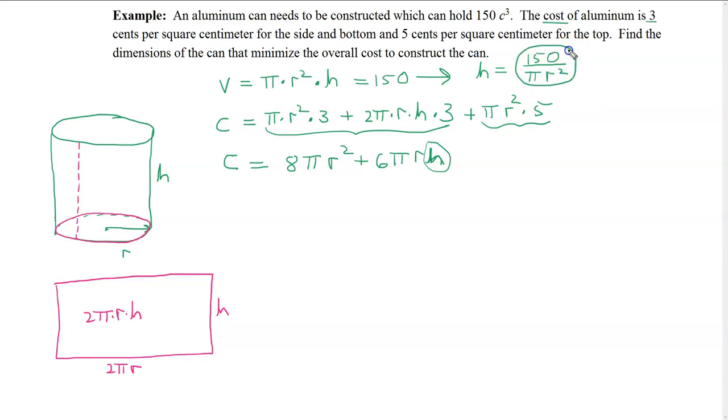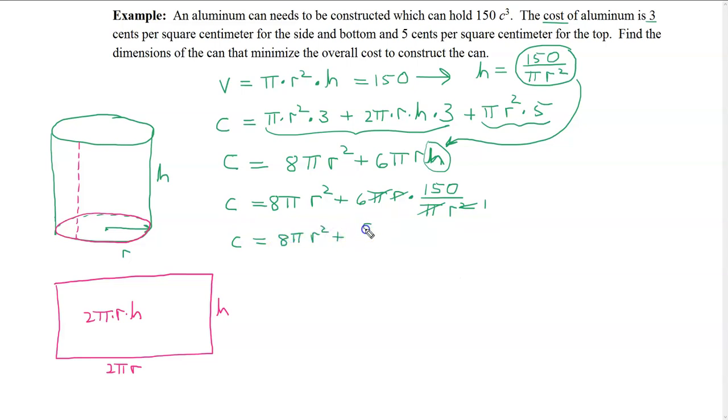and now we'll take this and put it in place of the h right there. And so our cost equation simplifies to and we can simplify this a bit, and we get and this is the function that we have to minimize.